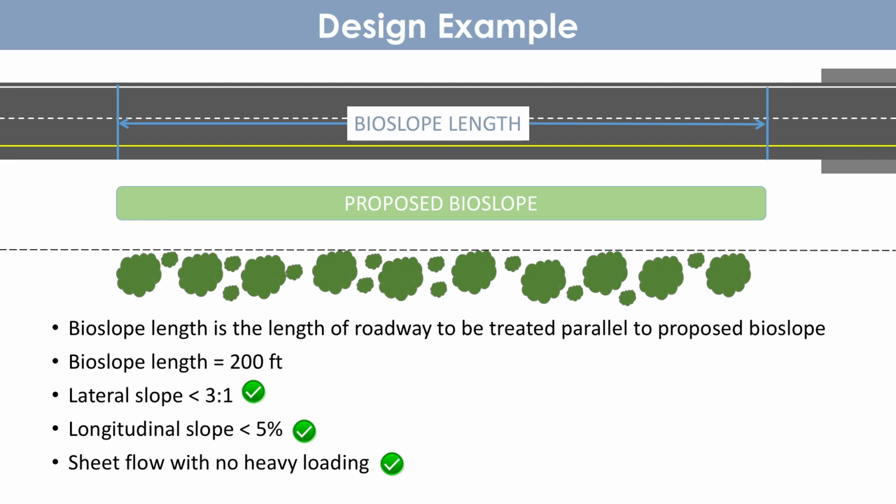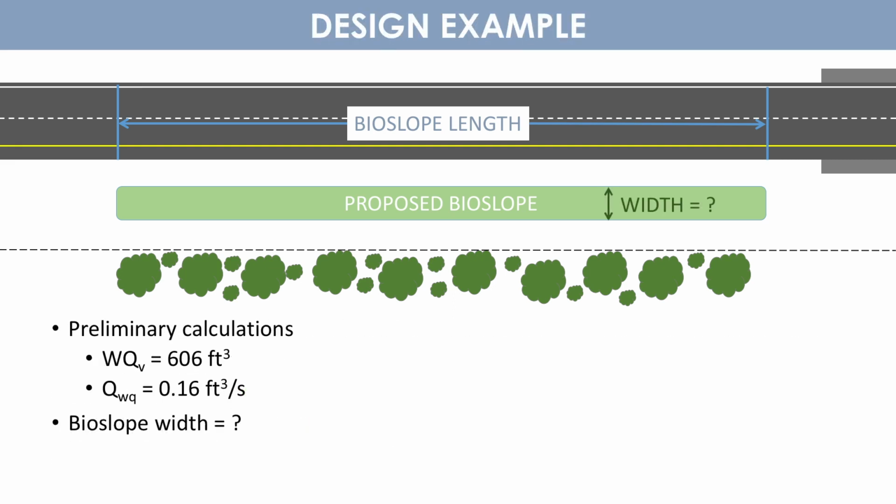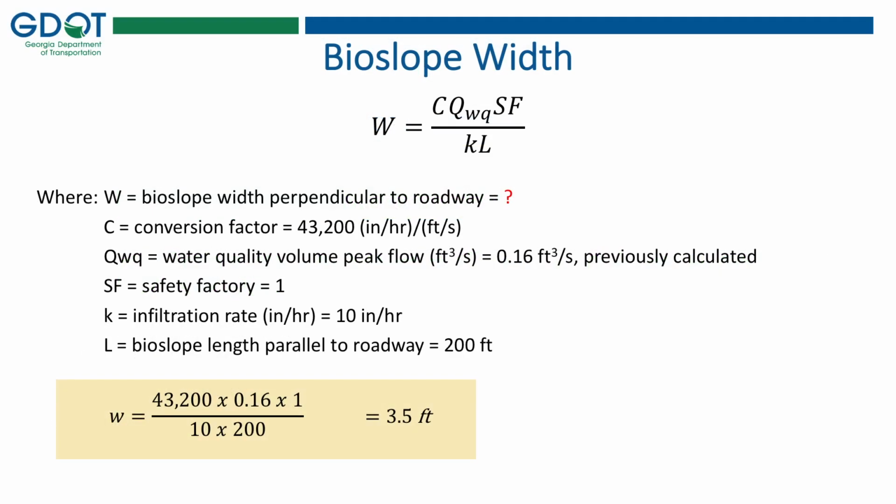Additionally, the proposed bioslope has a lateral slope less than 3:1 and a shoulder cross slope less than 5%. Heavy sediment loading is not expected. For this example, some preliminary calculations have already been performed, and it has been determined that the water quality volume is 606 cubic feet, and the water quality peak flow rate is 0.16 cubic feet per second. From this information, we can calculate the bioslope width.